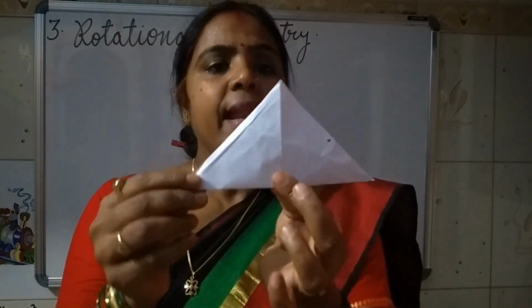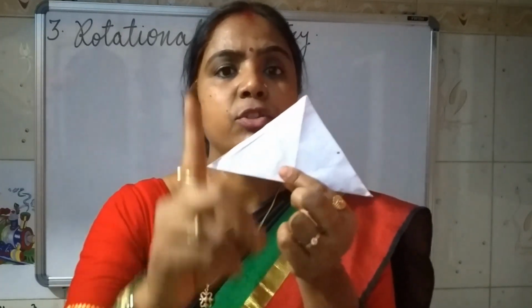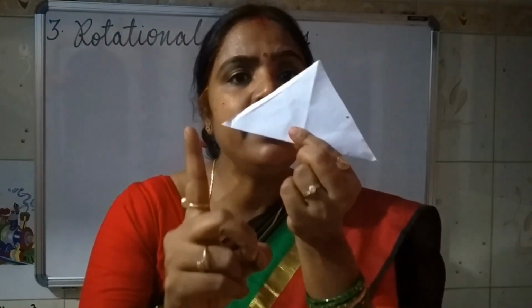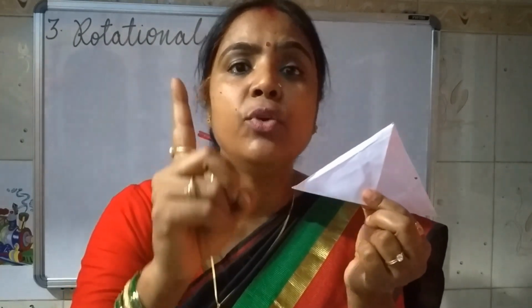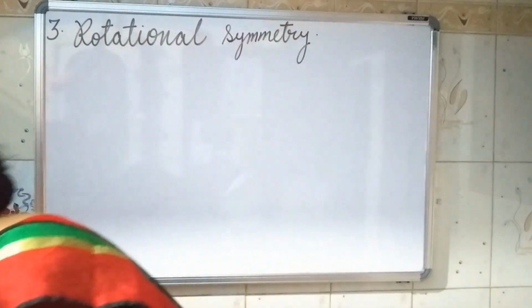This triangle. Okay. When I am rotating the first time, it is not in the same position, then not in the same position, then not in the same position. Now it is in the same position. So only 1 time it comes in the same position. So it has rotational symmetry of order 1. Clear?